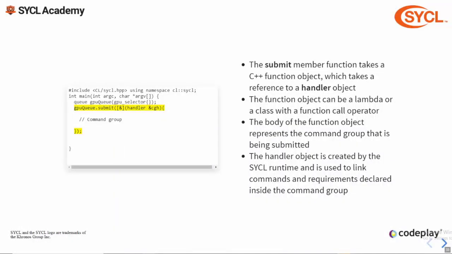The submit member function takes a callable, which can be either a function object or a lambda expression. The callable must take as its parameter a reference to a handler object. The handler is created by the SYCL runtime and passed into the callable by the submit member function, so you cannot manually create a handler.